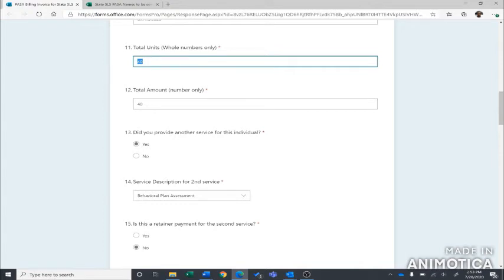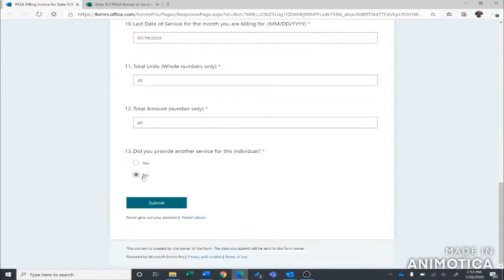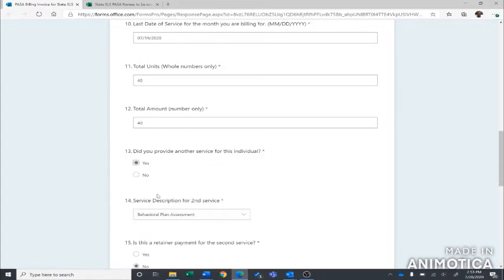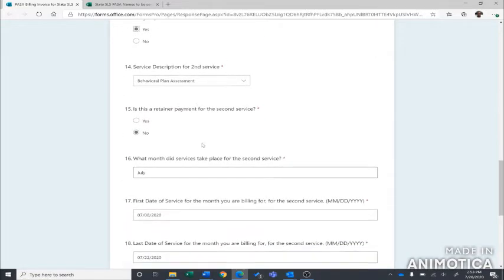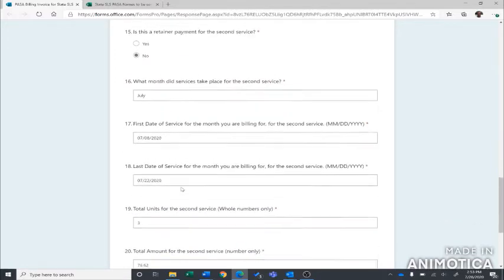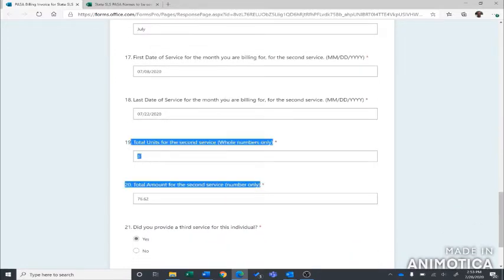Did you provide another service for this individual? Again, if I clicked no, I could submit. But since I'm clicking yes, it's going to allow us to see the second set of questions. So again, I chose a different service, retainer payment, and all of these are going to be the same questions. But here is the example of the units and the dollar amount being different.